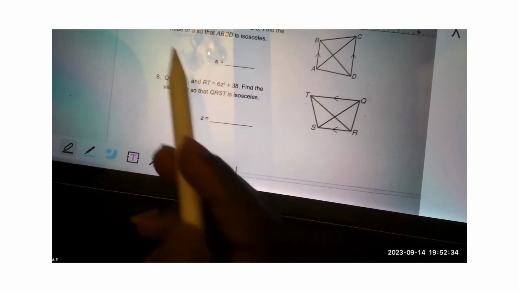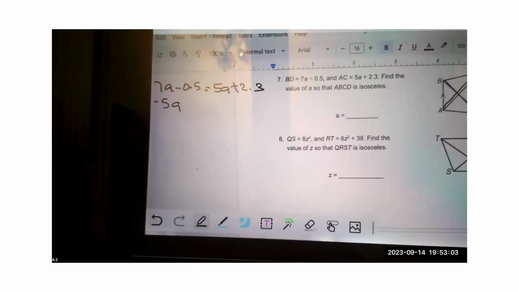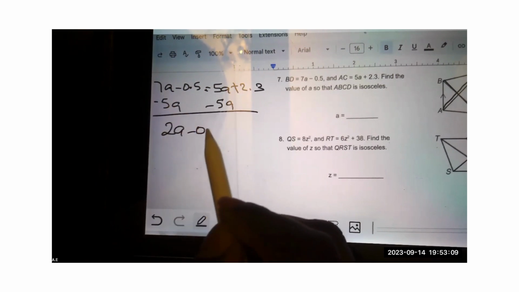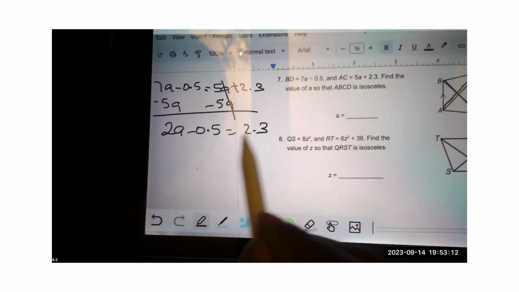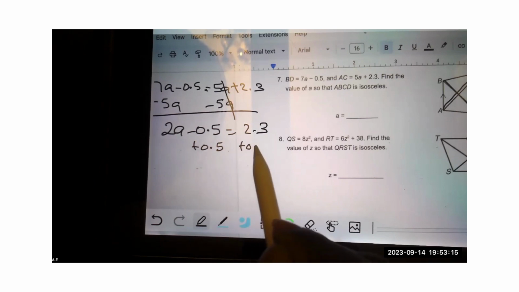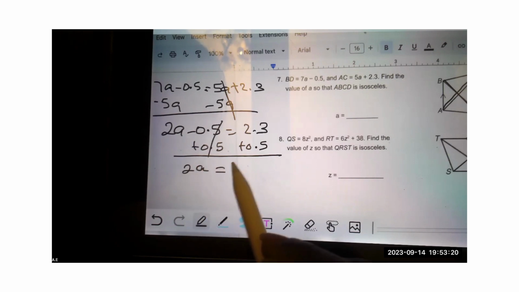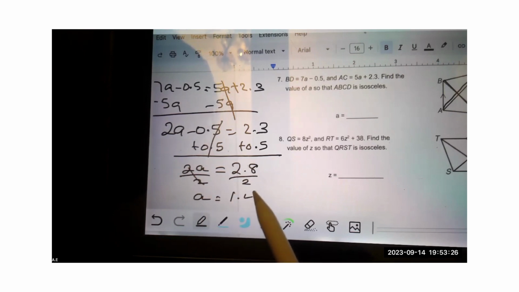The other two examples, BD, this is this line here, is 7a minus 0.5. AC is 5a plus 2.0. We know that the two are equal to each other, so we do 7a, we subtract 5a, subtract 5a. So we have 2a minus 0.5 is equal to 2.3. We add 0.5, add 0.5. So this cancels. 2a is equal to 2.8. We divide by 2. So a is equal to 1.4.